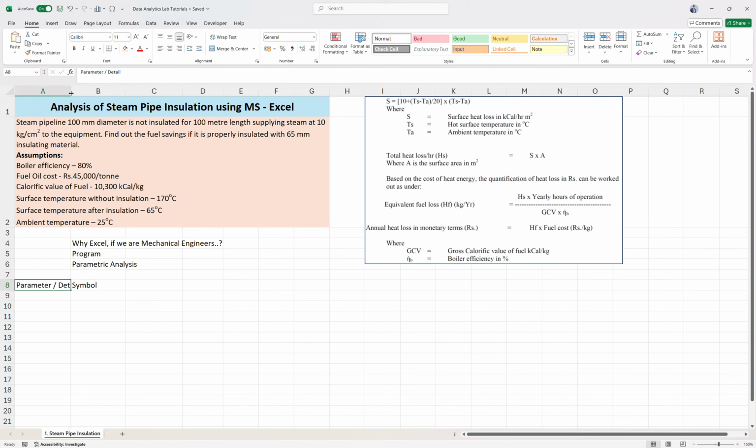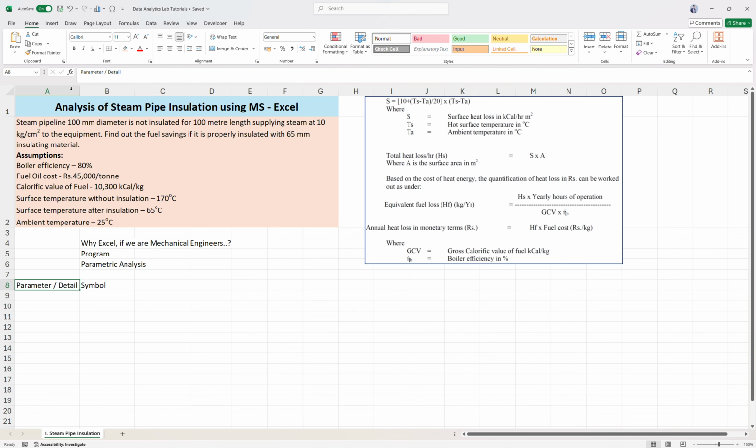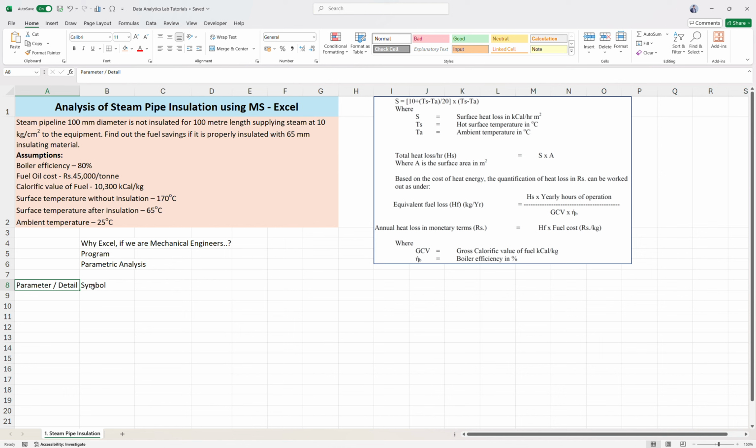As we can see, this column is overlapping, so I will select that particular cell. I will go to the header of this particular column. This partition symbol is there. I will double click, so the column size will be automatically adjusted. So parameter detail, then symbol, and then I will write value and then unit of it. So the first parameter is actually the given data, just like we do in any mechanical engineering problem. First of all, we will properly organize the given data.